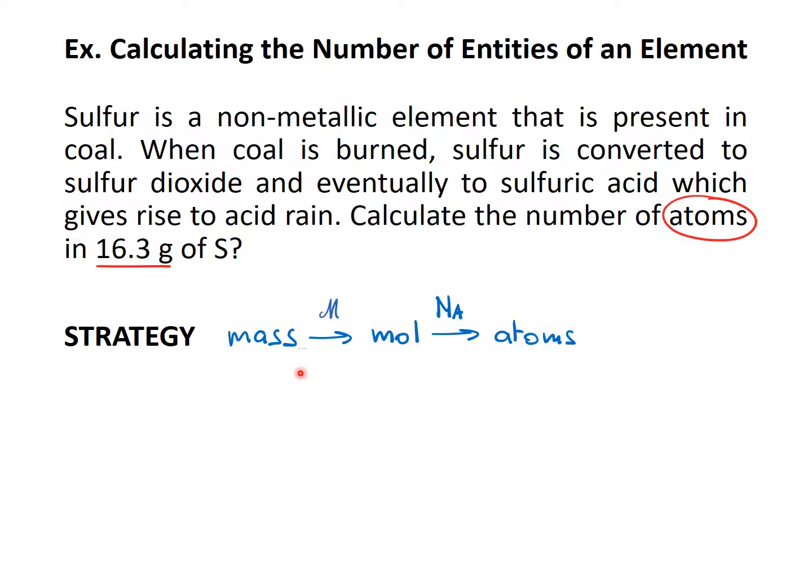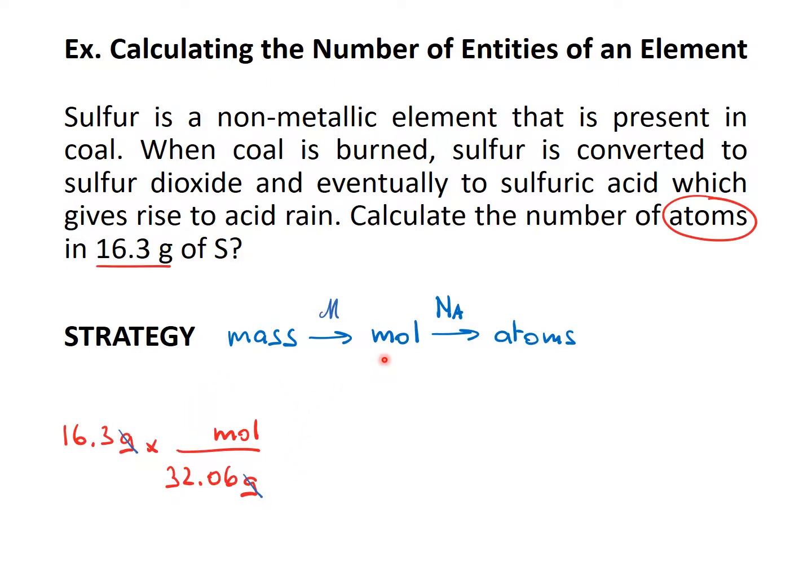As you may notice, we have two separate calculations to do. And although we can calculate these individually, it's generally faster to string these together while keeping track of the units using a process called dimensional analysis. So starting with 16.3 grams of sulfur, we know that we can convert it from mass to number of moles using the molar mass of sulfur, which we found was 32.06 grams per mole. In this case, because we want the grams to cancel, we're essentially dividing by the molar mass, which leaves us with the number of moles of sulfur.